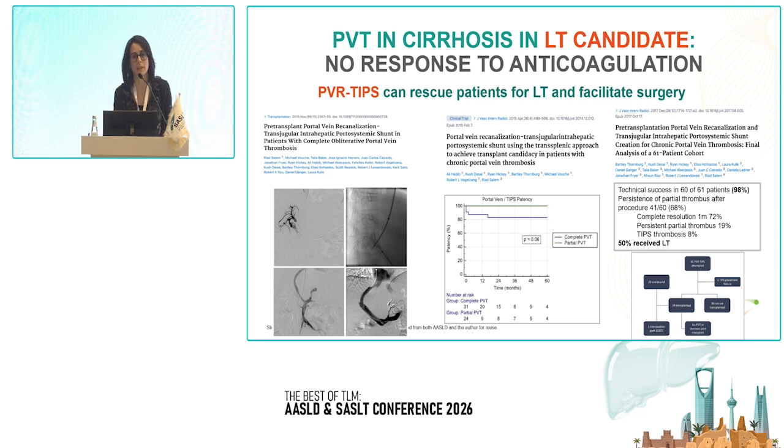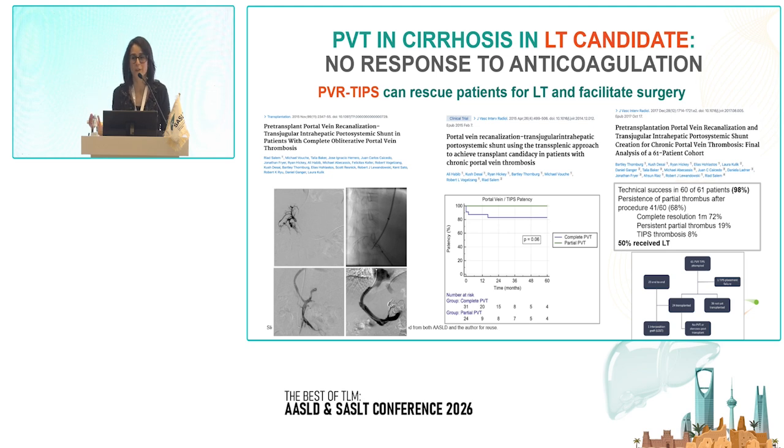And I remember when I started placing TIPS, how portal vein cavernoma was a contraindication for this placement, and now it's an indication, because we can do that with combined approaches. We can start from the spleen or from the mesenteric vein, and then connect everything with multiple approaches and restore the flow in the portal vein.